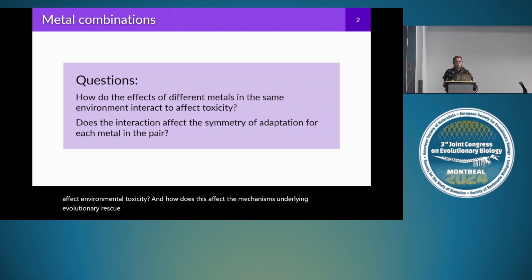So will evolution in the combination favor adaptation to one metal over the other, or will there be equal adaptation to each? To investigate these questions, I performed evolutionary rescue experiments in all 15 pairwise combinations of 6 metals. I'm still right in the middle of doing this work, so today I'm mostly going to talk about the metal interactions and just give a first look at some of the fitness data of the evolved lines that I've generated.